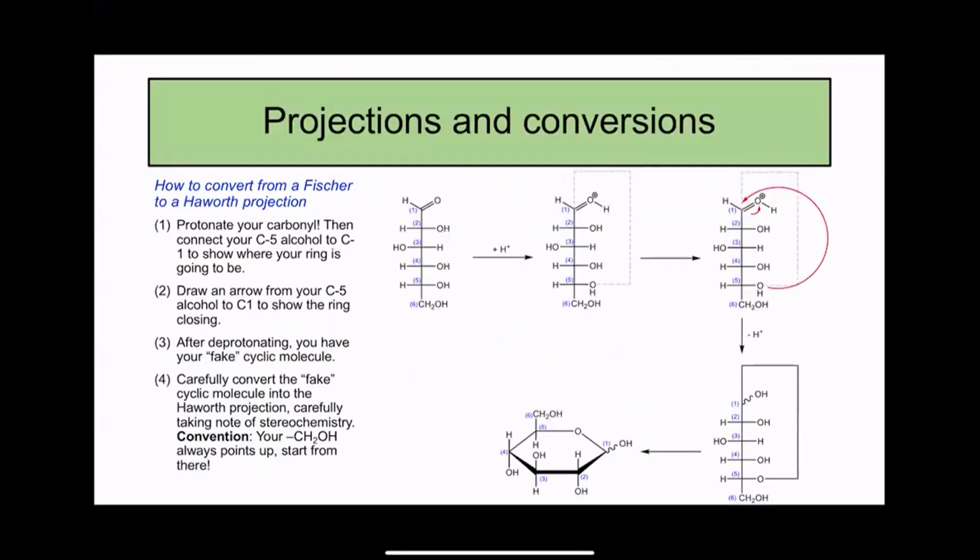So this slide has kind of a review in words of what I just did, showing the cyclization process. Your first step is to protonate your carbonyl like usual. Your second step is your alcohol coming around to attack. Then we have this weird cyclized form, and we can just use the down-right-up-left rule to transfer it into your Haworth projection.